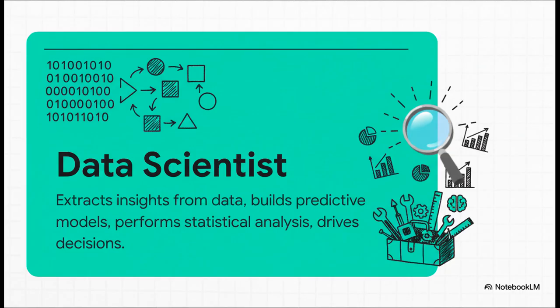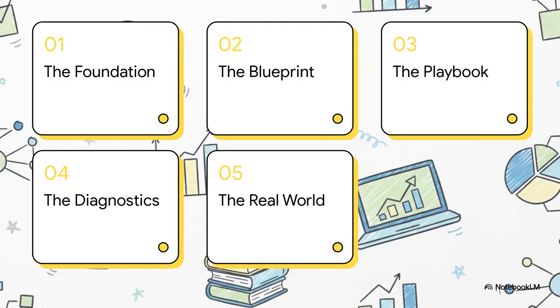And to do that job, you need a really well-organized toolkit. Here's our game plan for digging into that toolkit. First, we're going to lay the foundation with some core principles. Then we'll check out the blueprint for actually building models. After that, we'll open up the playbook and look at the essential algorithms. Next up, we'll run some diagnostics to make sure our models work. And finally, we'll step into the real world to see how it all comes together.